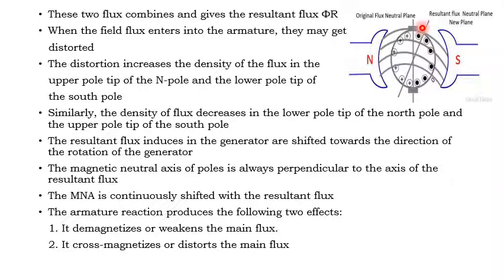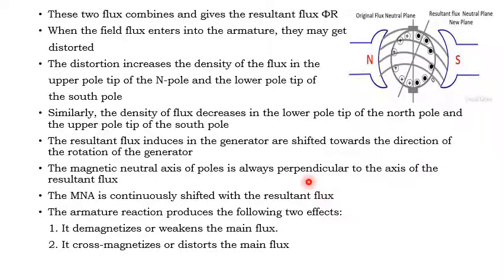What might the magnetic neutral axis be? The magnetic neutral axis will be here in this way, and it will be continuously shifting. The MNA is continuously shifted with the resultant flux.